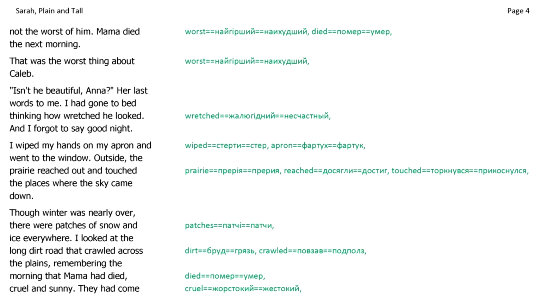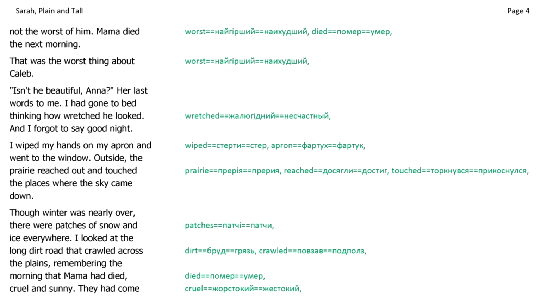Mama died the next morning. That was the worst thing about Caleb. "Isn't he beautiful, Anna?" her last words to me. I had gone to bed thinking how wretched he looked, and I forgot to say good night. I wiped my hands on my apron and went to the window.